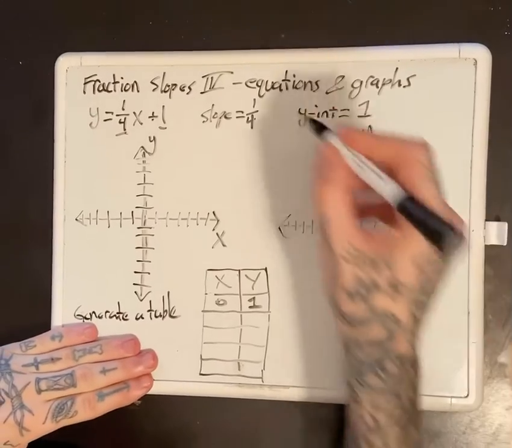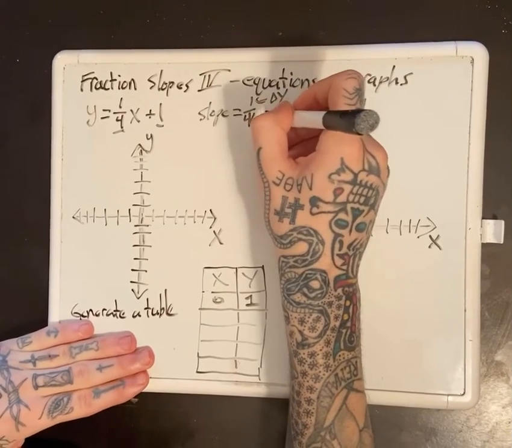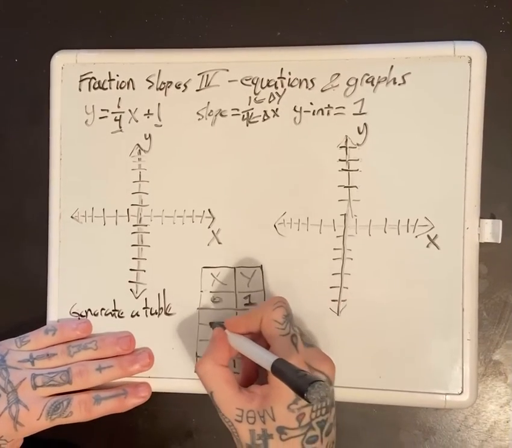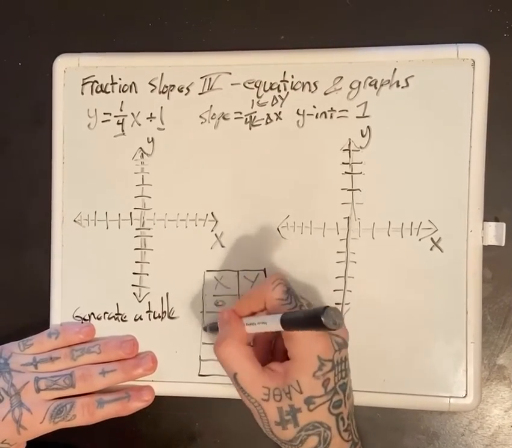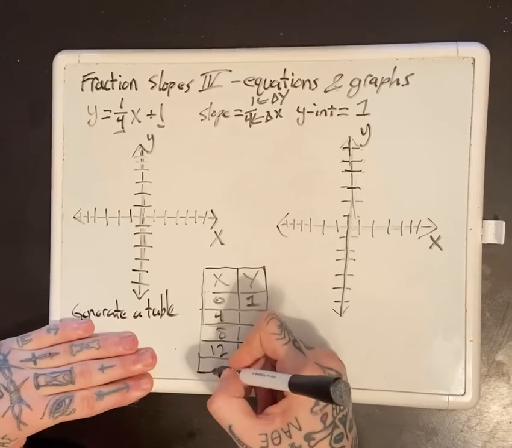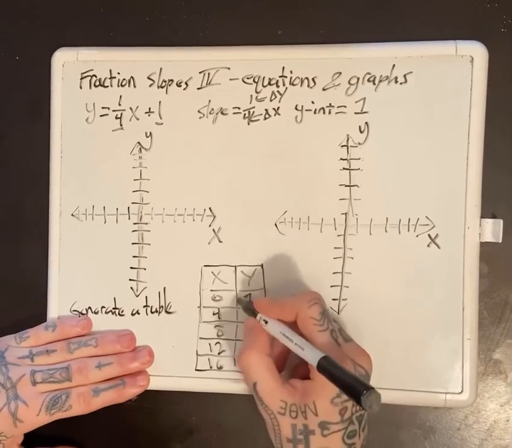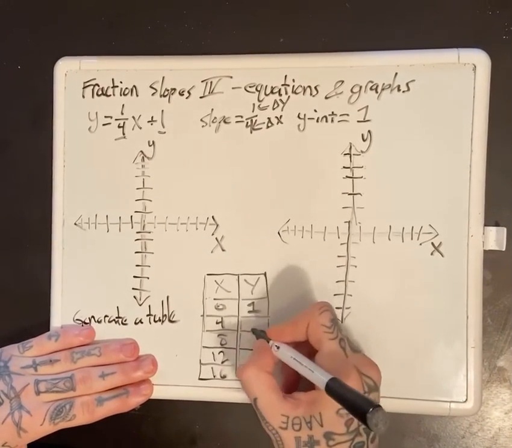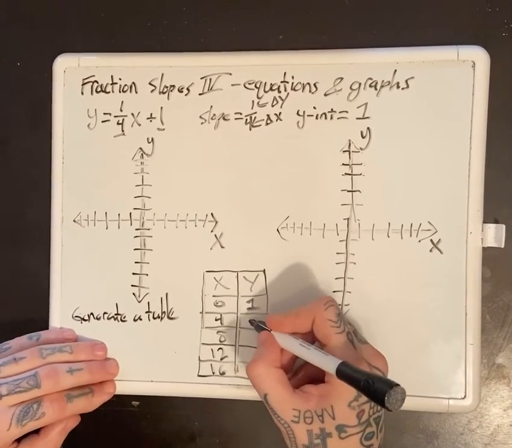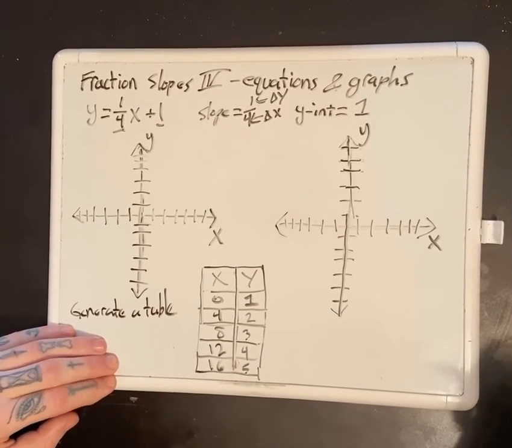So remember, the top part is the y's, change in y. The bottom is change in x. So the inputs are increasing by 4. So just 4, 8, 12, 16. We won't be able to graph all of those, obviously. And then the y is just increasing by 1. So just 1, 2, 3, 4, 5. So now we have a bunch of points to graph.